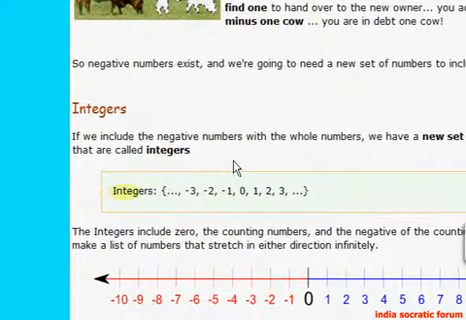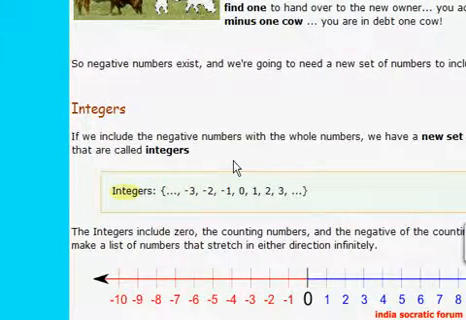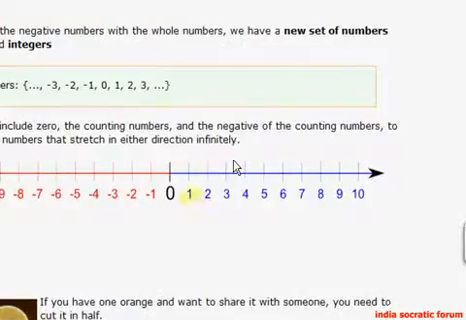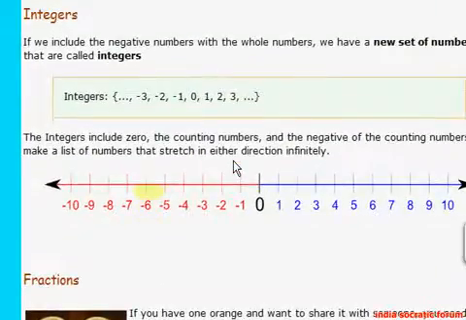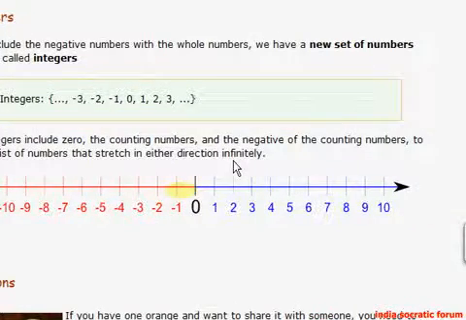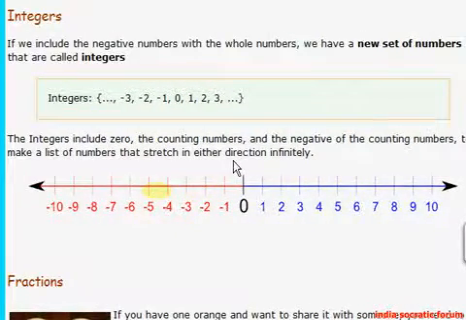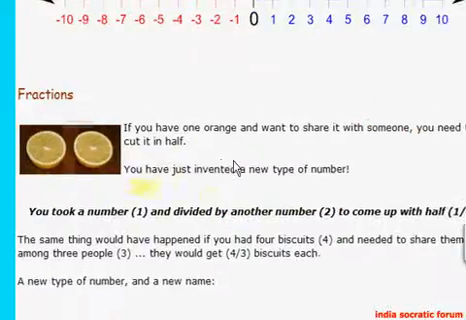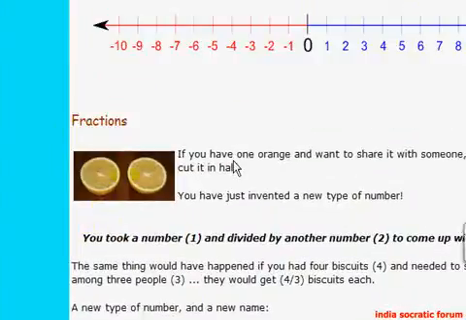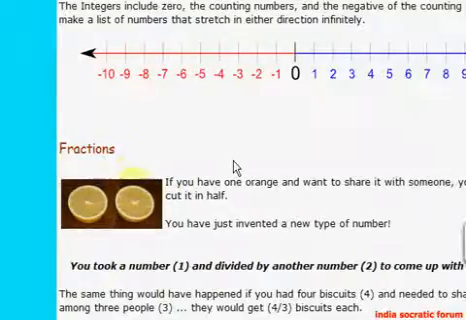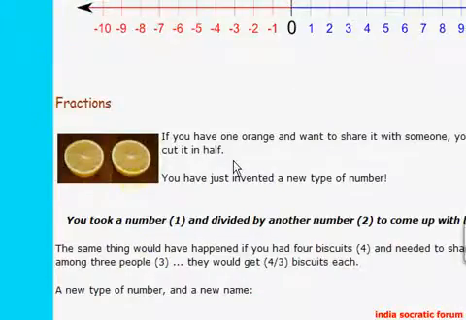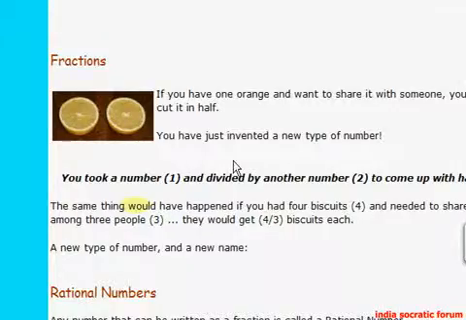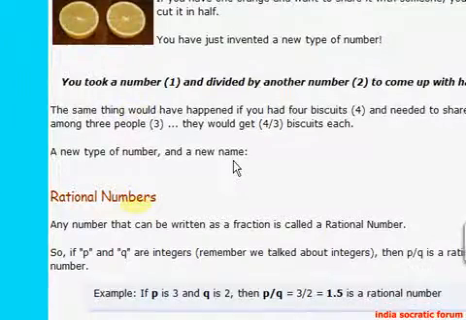Then came the integers. Integers include the negative numbers as well as the positive numbers. In this case, you can see we started counting the negative numbers, listing in either direction, from negative infinity to positive infinity. Then came the fractions: how to divide a single thing into two, like when you have an orange and you just split it into two. That's how the fraction came into being.